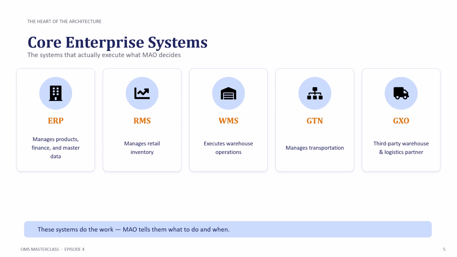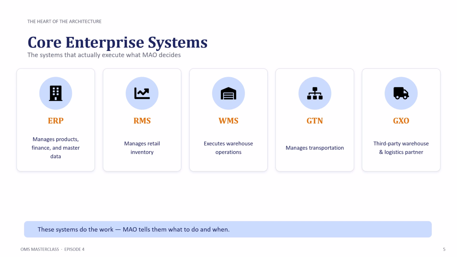First, we have ERP, which stands for Enterprise Resource Planning. This is where core business information is maintained, like product data, finance, suppliers, and other master data. Next is RMS, the Retail Management System. This mainly handles retail inventory, merchandising, and store related information. Then we have WMS or Warehouse Management System.